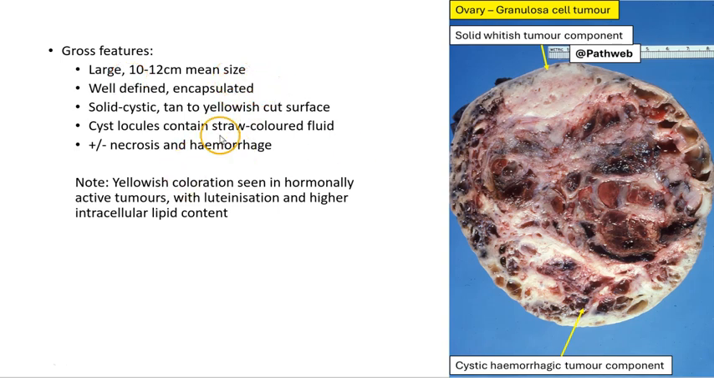Grossly, these tumors are usually fairly large, about 10 to 12 centimeters in mean size. They are well defined and encapsulated, as we saw, and they are often solid cystic with a tan to yellowish cut surface. The yellowish appearance is seen in more hormonally active tumors because there is luteinization and therefore higher intracellular lipid content. The cyst locules can contain straw-colored fluid or sometimes even mucoid material, and there may be areas of necrosis and hemorrhage. We can see in this fresher specimen that there are some of these dark red areas of hemorrhage.